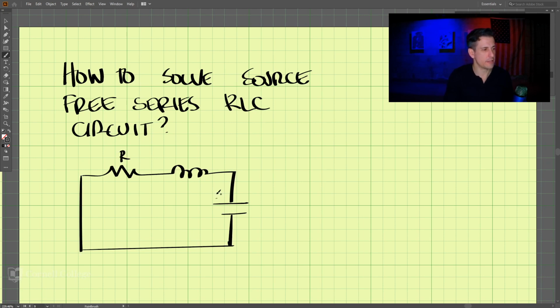And we have our resistance, we have our inductance, our capacitance. We know that this is an initial voltage of V naught, and then we have our initial current here, which is I naught. So how do we solve this?